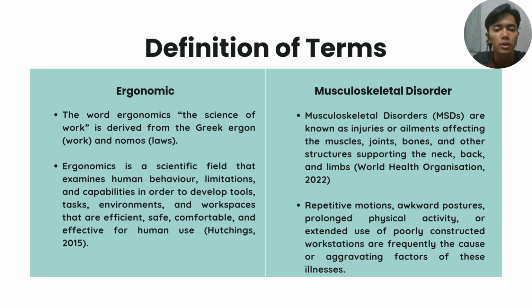Musculoskeletal disorders, MSDs, are known as injuries or ailments affecting the muscles, joints, bones, and other structures supporting the neck, back, and limbs, from the World Health Organization, 2022. Repetitive motions, awkward postures, prolonged physical activity, or extended use of poorly constructed workstations are frequently the cause or aggravating factors of this illness.